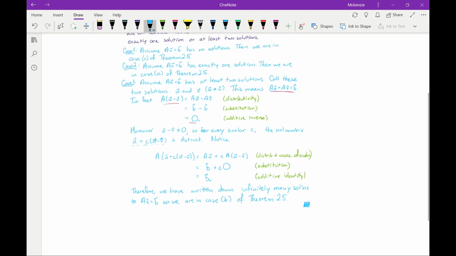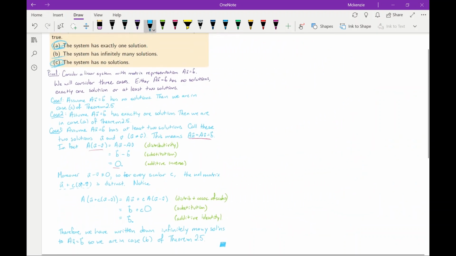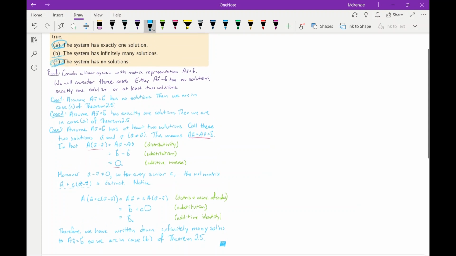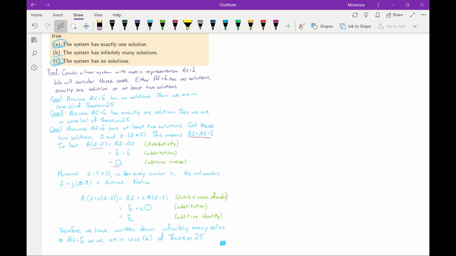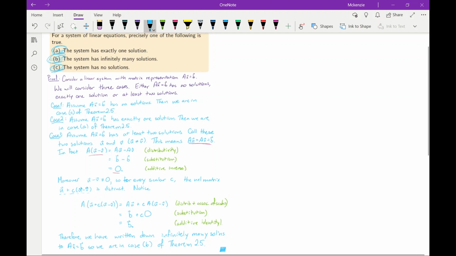So again, we went through the three possible cases. Either you have 0 solutions, 1 solution, or 2 or more solutions. And we showed that in each of these three cases, one of A, B, or C had to hold. It is possible that we could have gone through these three cases and maybe 2 of them went to the same situation. That's totally a thing that you can do, but in this case, we didn't have to.